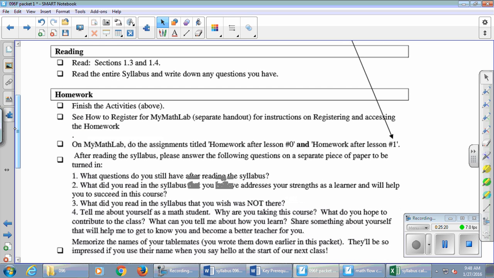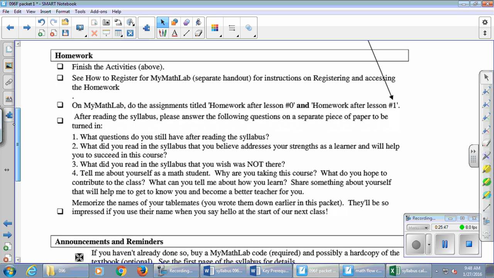There is a reading assignment. It is sections 1.3 and 1.4. The textbook is something that is online. When you purchase that access code through My Math Lab, you have access to the complete textbook. And inside of that textbook, you will find these 2 sections, and you read through them. They should solidify the stuff that you did in class together. You're going to read the entire syllabus, and you're going to write down any questions that you have for me.